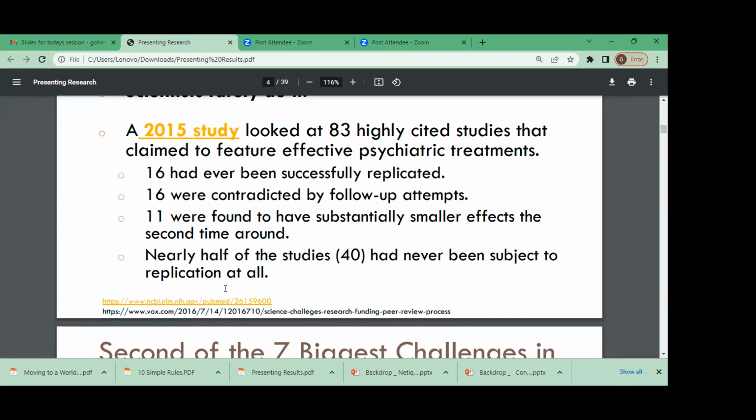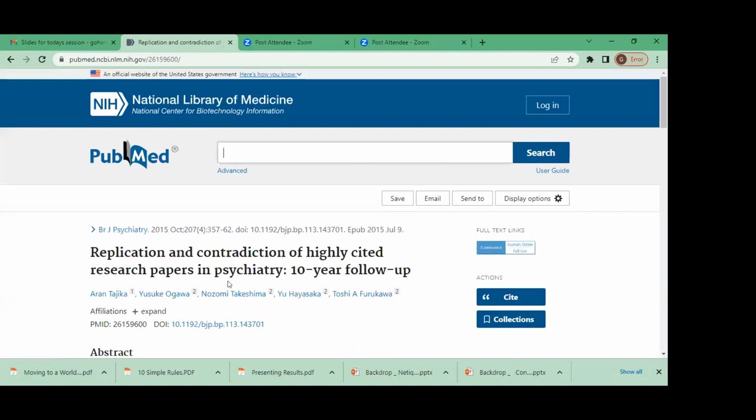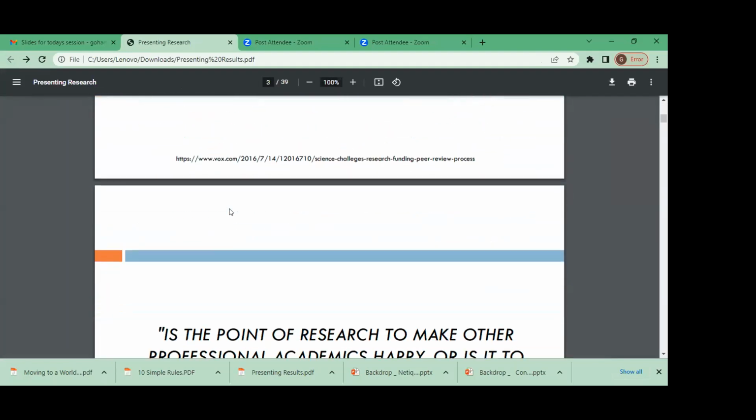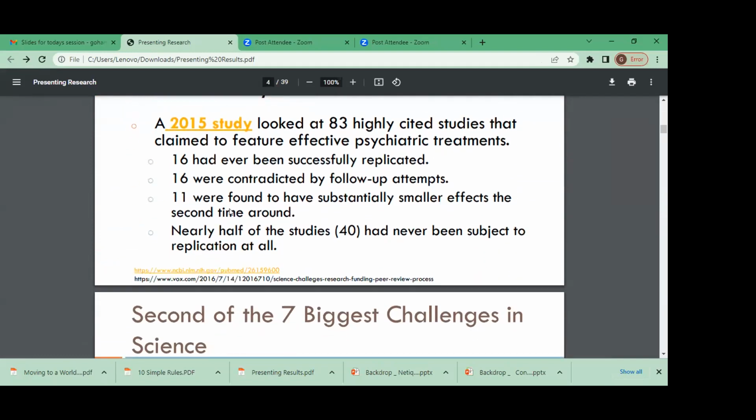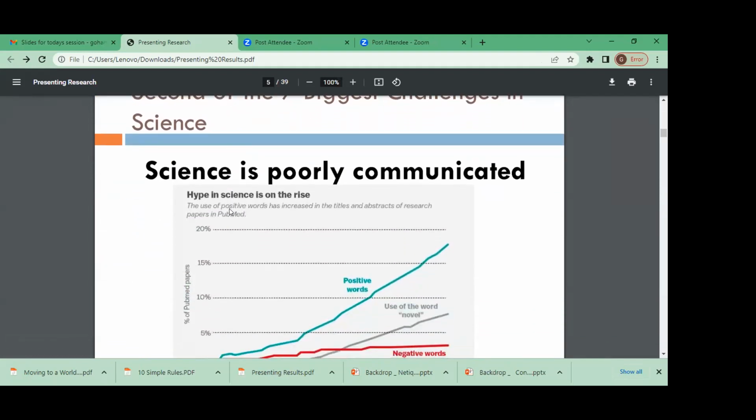Because when we deal with this crisis of irreproducibility, it gets harder for us to report our results. So the other challenge that we face, go to the next slide please, is that science is poorly communicated.